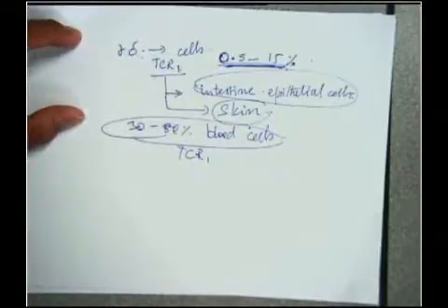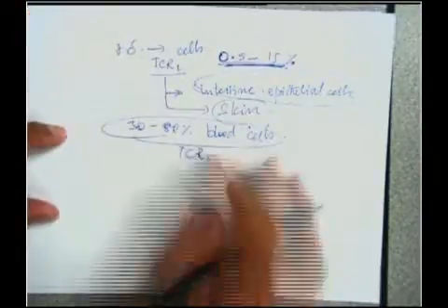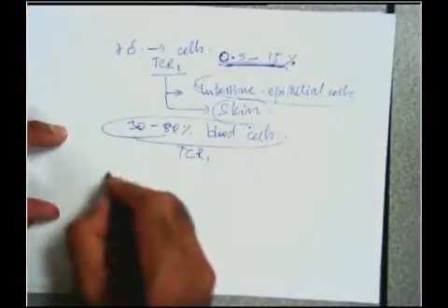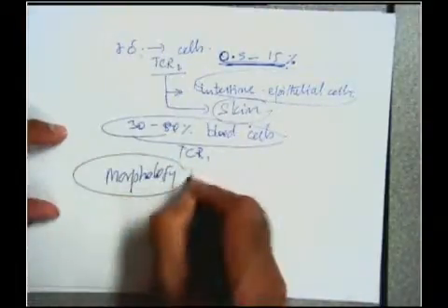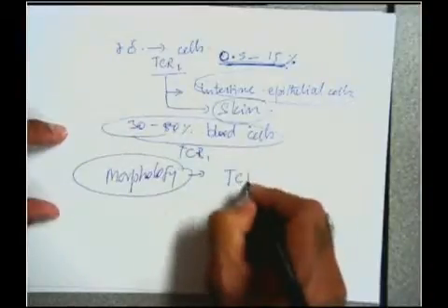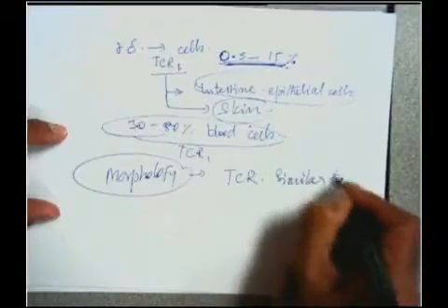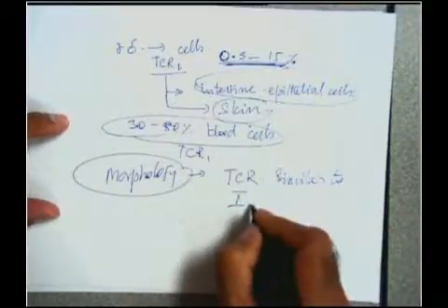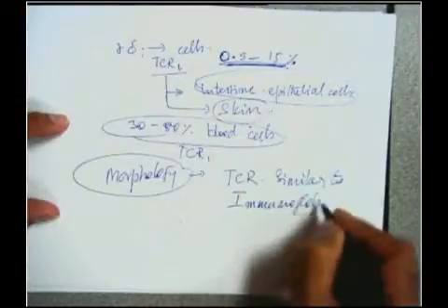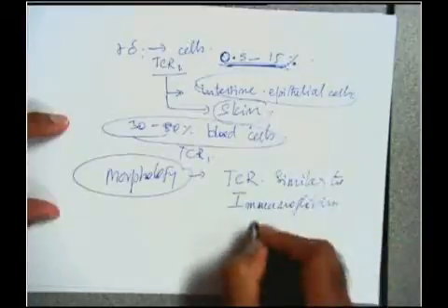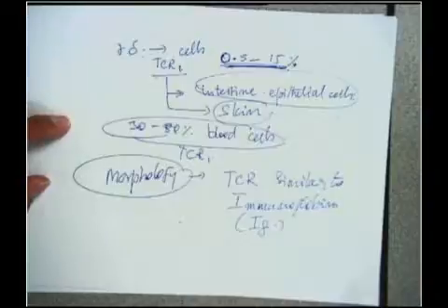Okay. The next part is that the TCR resembles or is similar to immunoglobulin, Ig. Now we will see the morphology, how this TCR looks. These molecules are not immunoglobulin, but they are similar to immunoglobulin, like IgM, IgD, IgG.